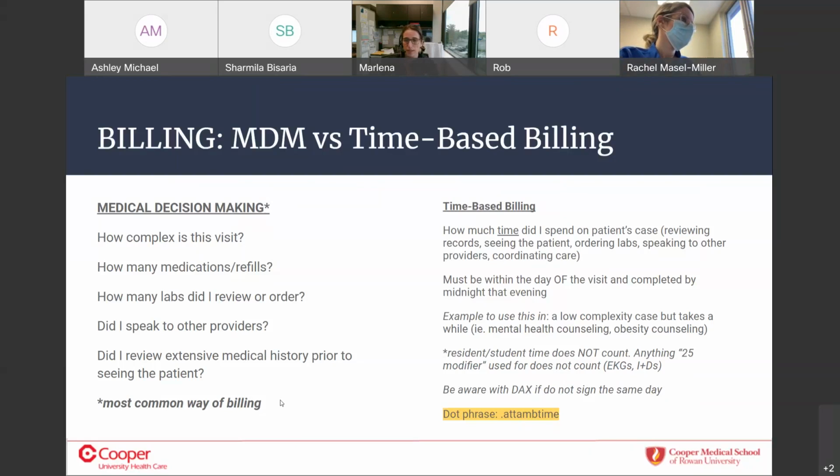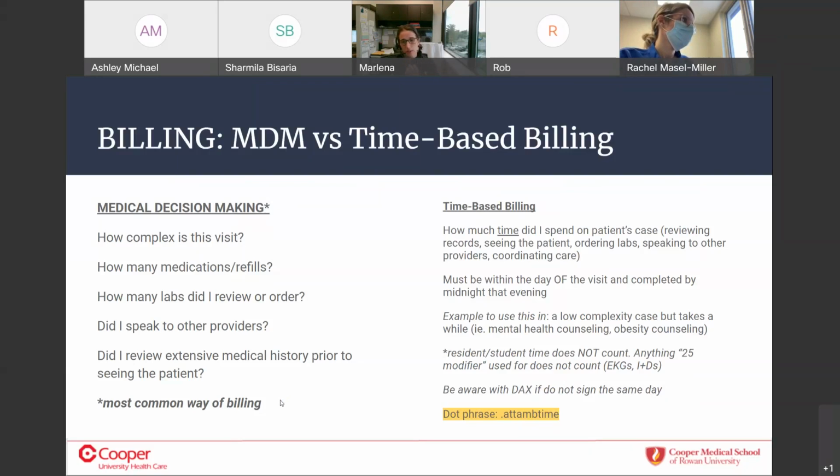Anytime you're using the 25 modifier that we'll go over, it can't be included in your time, meaning if your MA spent 10 or 15 minutes doing an EKG, you can't include that in your time. Similarly, if you have a resident or a student seeing the patient first, you can't bill that as your time. So what I typically do is I just extrapolate how much time the resident spent with that patient and imagine, if that was me, how much time I would have spent.